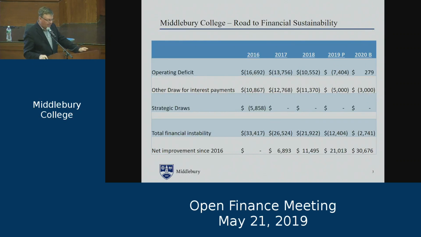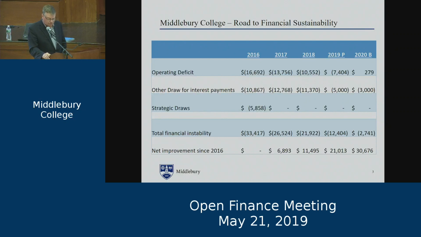In 2017, we saw the operating deficit decrease. We did not take out strategic reserves, and that $33.5 million problem was now down to $26.5 million. In 2018, this past year, we had a $10.5 million operating deficit and $11.3 million covering interest, zero for strategic, and the problem was now down to $21.9 million. And in FY19, right now, we're projecting the deficit to be $7.4 million, only $5 million coming out for interest expense, and the total problem now down to $12.4 million.